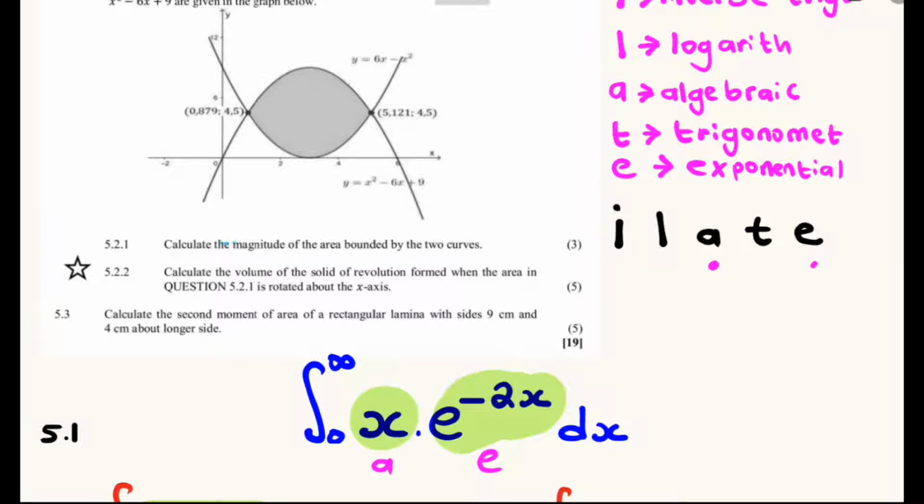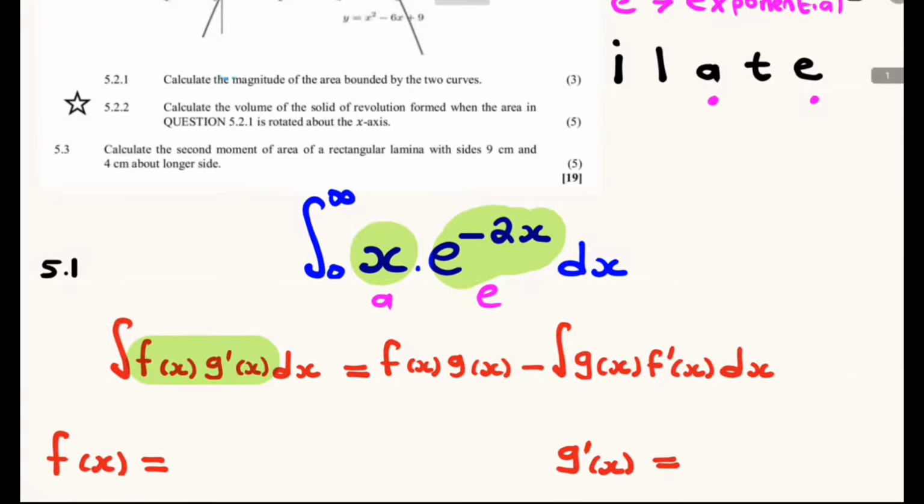So we have that letter E, and as we can see, the A comes before the E. So the A, the algebraic function, will be our f of x. So our f of x is equal to x, and the g prime of x will be equal to the e raised to the power negative 2x.